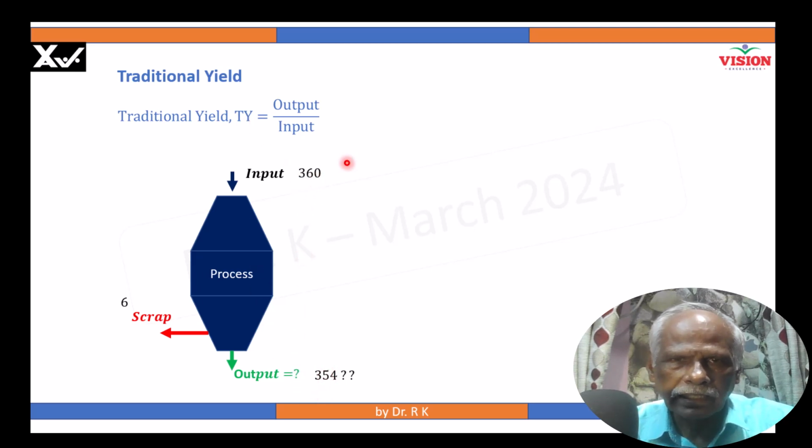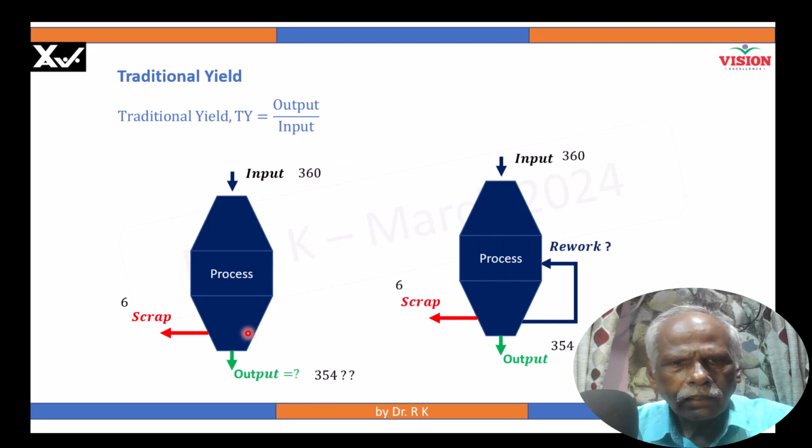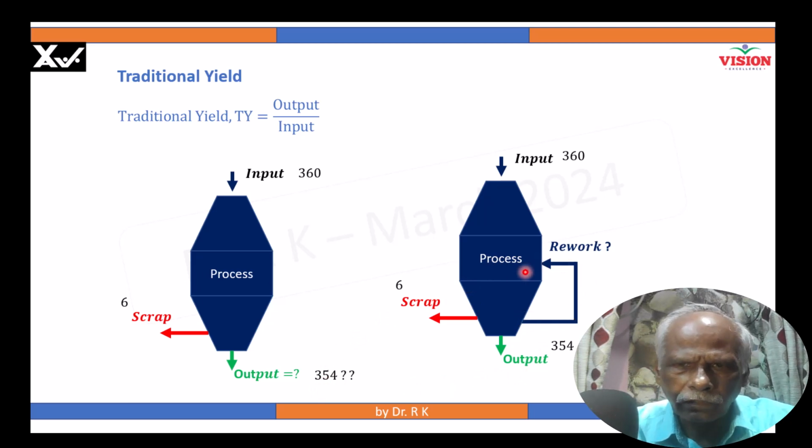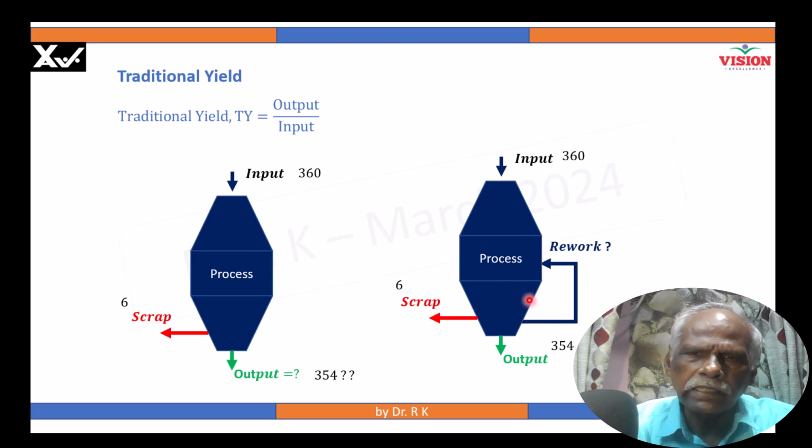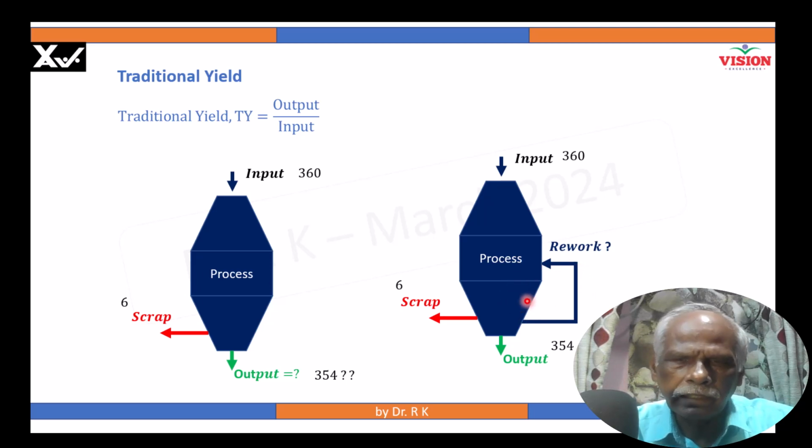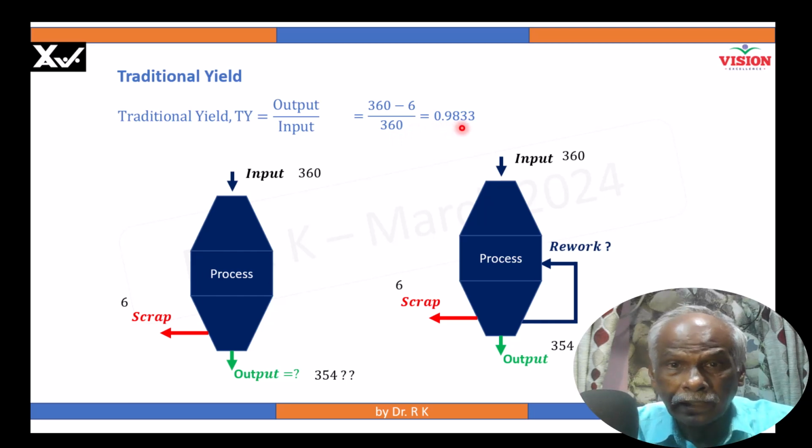354 by 360, right? But you ask a question, how many of them have been reworked in getting these 354 items? Because we have spent time, money, effort, all these things, no? Therefore, we have to consider all these things and then find out the efficiency correspondingly. So, we will ask a question, what is the rework? Without the rework, we know that 354 by 360 is 98%, a good process performance.